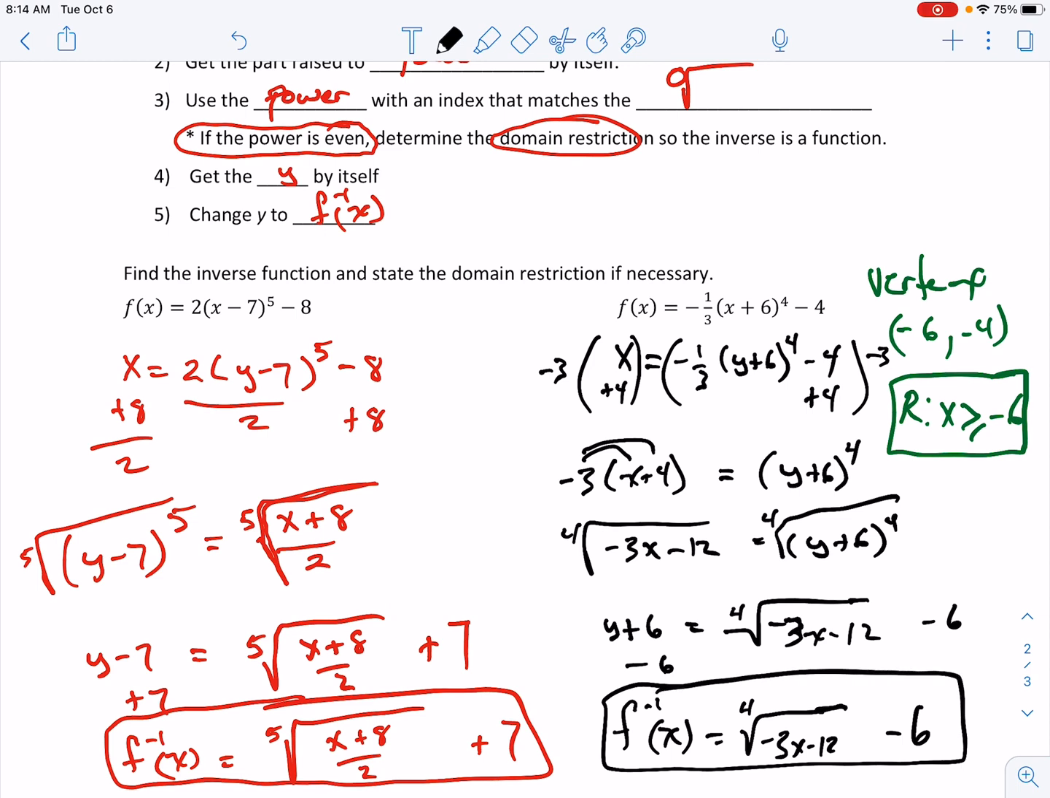There we go. So the second example needed a domain restriction because we had an even exponent. The graph is going to be parabolic and it's not one-to-one. So we restrict it to only the right half, numbers greater than or equal to negative 6. The first example didn't need a domain restriction because it had an odd power. And the graph of odd powers, as we've seen before, is already one-to-one. With the even power, it's parabolic in shape and is not one-to-one. So we have to have a domain restriction on those even powers, not odd powers.